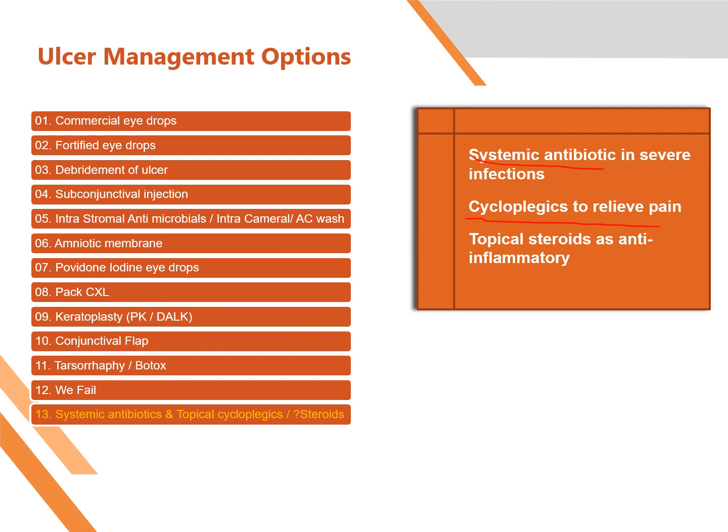Also remember, in addition to antibiotics and antifungals, we also use systemic antibiotics in severe cases, cycloplegics to relieve the pain because of the ciliary spasm, and topical steroids as an anti-inflammatory agent. And I'll recap the options. These are all the options.